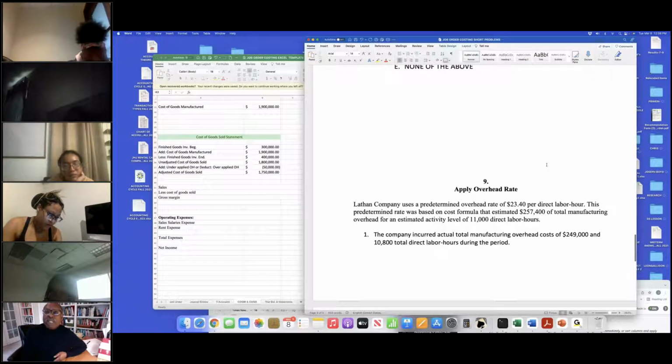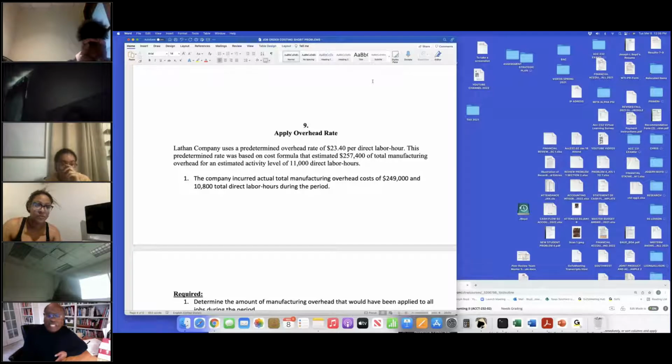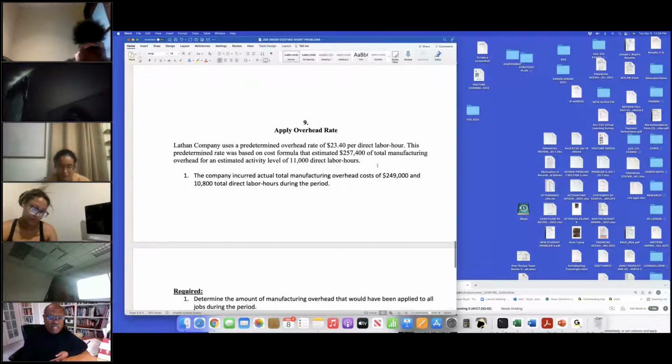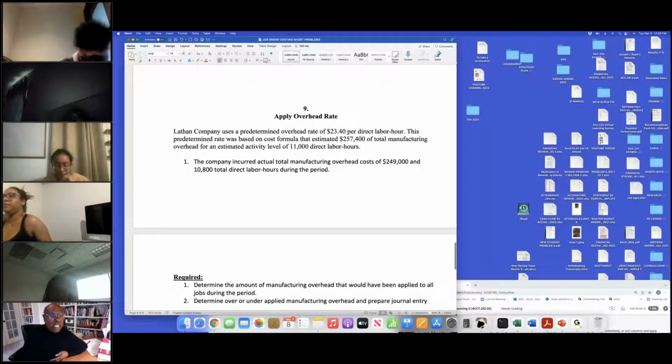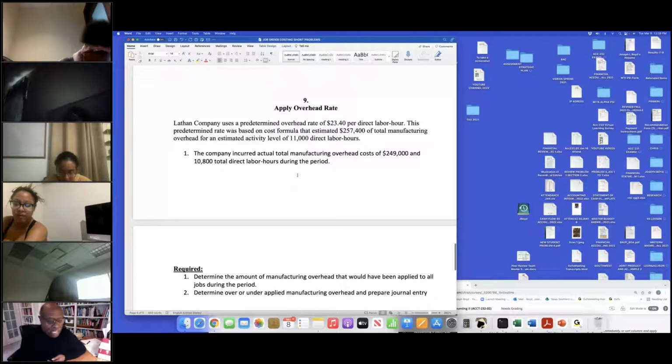Let's see. Let's go to number 9. Should call Lathan for this. The company uses a predetermined overhead rate of 2340 per direct labor hour. So that's the POR, 2340. This predetermined rate was based on the cost formula estimated at 2/7 of total manufacturing overhead, but an estimated level of 11,000 direct labor hours. The company incurred actual total manufacturing overhead of 249,000 and 10.8 thousand total direct labor hours. Determine the amount of overhead that would have been applied to all jobs during the period. That's a good one for an A student.